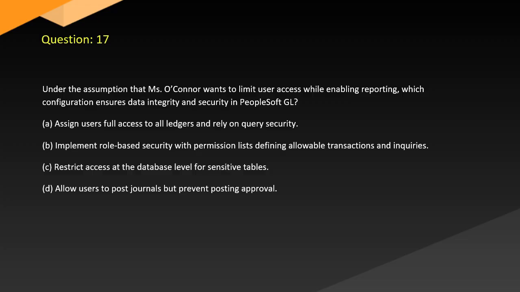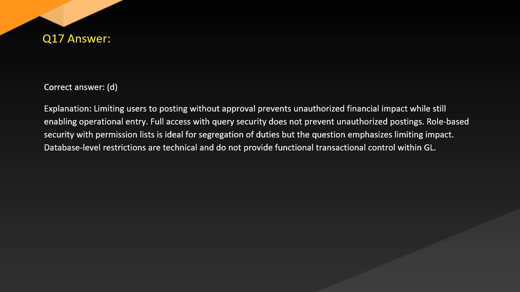A. Assign users full access to all ledgers and rely on query security. B. Implement role-based security with permission lists defining allowable transactions and inquiries. C. Restrict access at the database level for sensitive tables. D. Allow users to post journals but prevent posting approval. Answer. Correct answer. D. Explanation. Limiting users to posting without approval prevents unauthorized financial impact while still enabling operational entry.